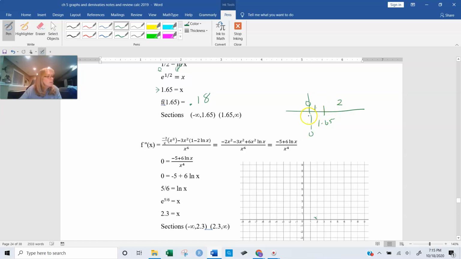When you plug in 1, you get a positive number. So this guy is increasing. When you plug in 2, you get a negative number. So this guy is decreasing. So at 1.65, we are increasing on this side and decreasing on the other side. Increasing, decreasing. Okay, now let's do our second derivative.